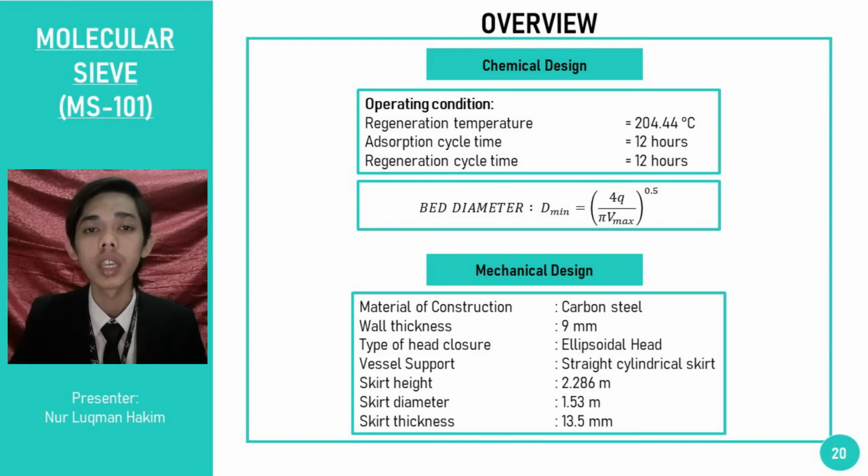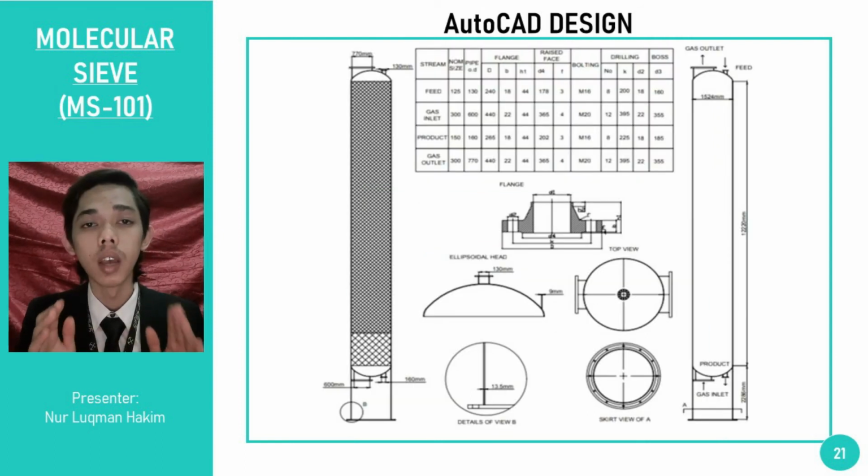There is also one formula which is used in this calculation to determine the bed diameter of the molecular sieve column. Okay, now we move to the mechanical design. On the slide, there is a summary of the mechanical design that has been calculated. This slide shows the AutoCAD drawing of the molecular sieve column with a diameter of 1.524 meters and height of 12.22 meters.